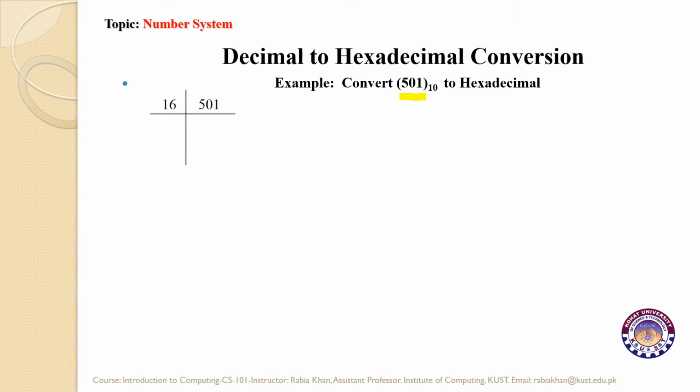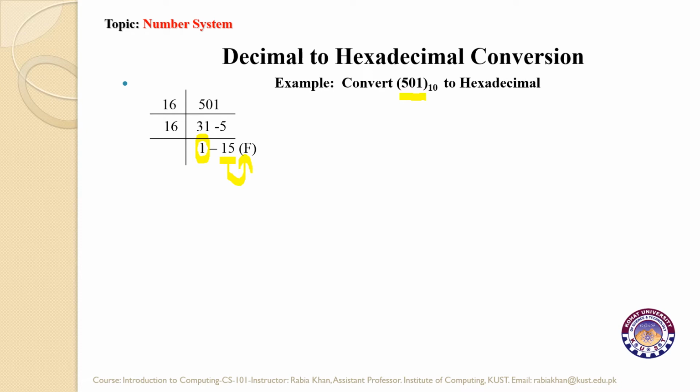501 is divided by 16 and the result is 31 as quotient and 5 as remainder. 31 is again divided by 16 and the result is 1 as quotient and 15 as remainder. As you can see, this quotient 1 is within the range of the hexadecimal number and it cannot be further divided by 16. But you can see the remainder is 15 here. 15 is not a valid digit in the hexadecimal number system, so it has to be replaced by some symbol, and its representation is normally done with the alphabet F.